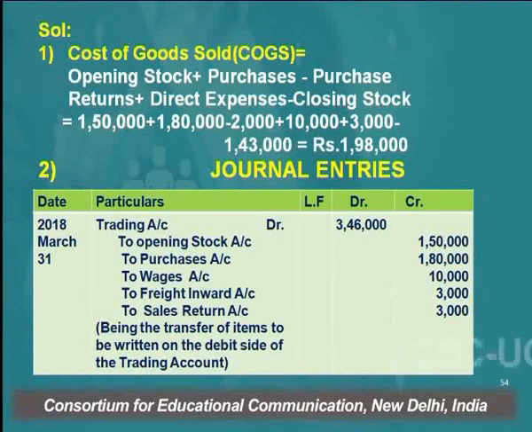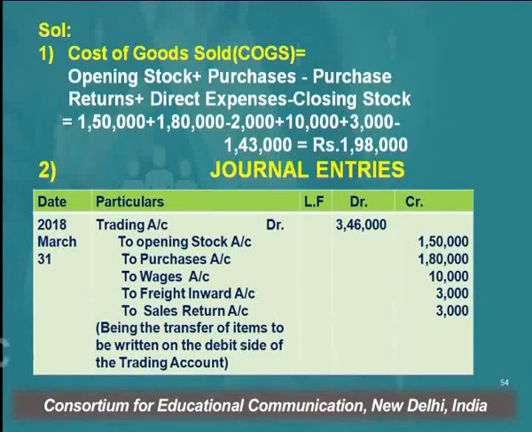I have already explained to you the formula to calculate cost of goods sold. The formula is opening stock plus purchases minus purchase return plus direct expenses minus closing stock. The opening stock given in this question is 1,50,000. Purchases are 1,80,000. Purchase return is 2,000. Direct expenses are 10,000, and the closing stock is 1,43,000.